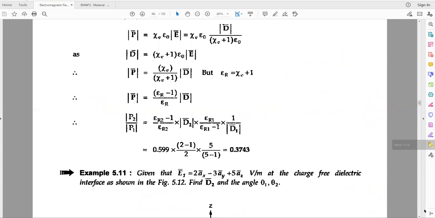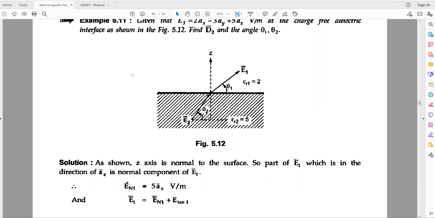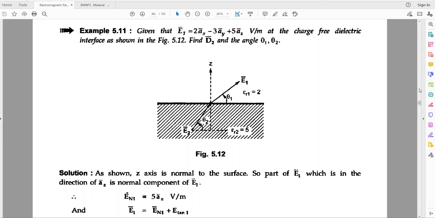And next example, you see, is the last example in this chapter. Not in the unit 3, it is a chapter related to the boundary conditions and dielectrics. Given that E1 is equal to 2 aX bar minus 3 aY bar plus 5 aZ bar. Similarly to the previous case, where they gave D1, now they are giving E1. At the charge-free dielectric interface, find the D2 and the angle theta1 and theta2.